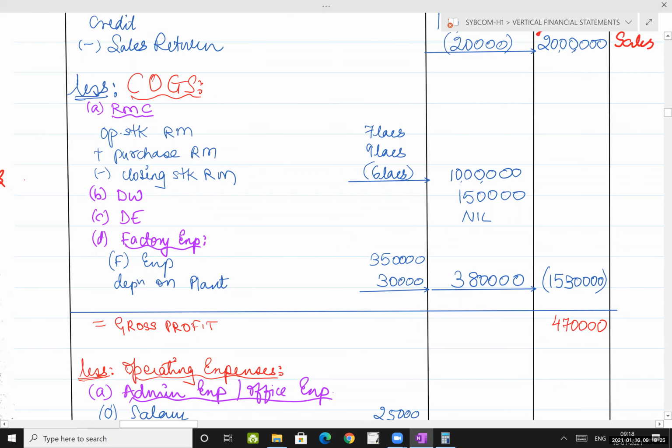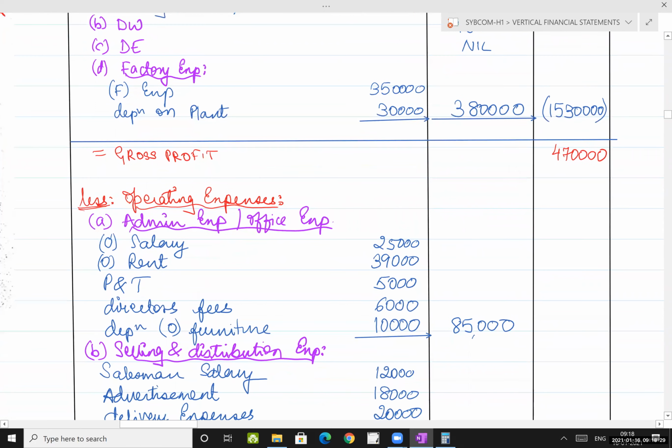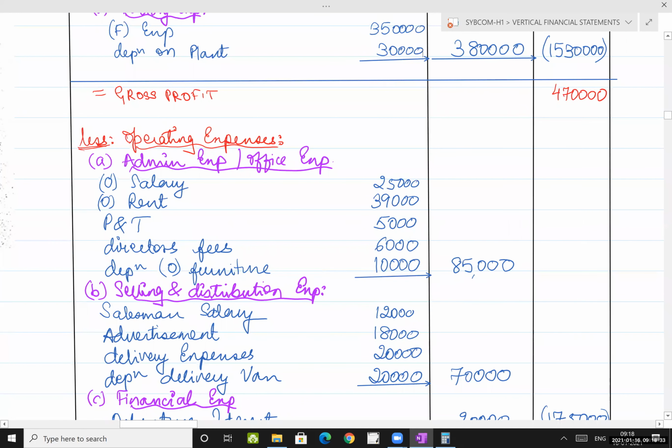Okay, so gross profit is done. After gross profit comes P&L account, which we call operating expense. Okay, operating expense is divided into three: admin, selling and distribution, and financial expense. ठीक है, तो operating expense में क्या क्या आता है? Admin overheads, add selling and distribution overheads, add financial expense. Okay, तीन चीजें आती हैं.